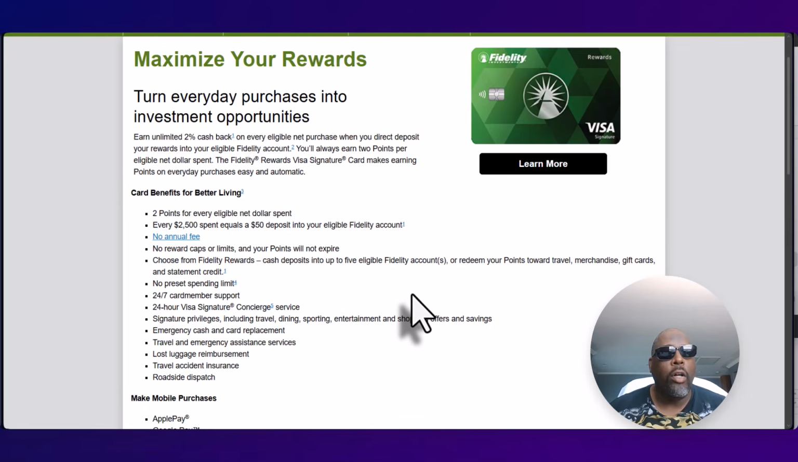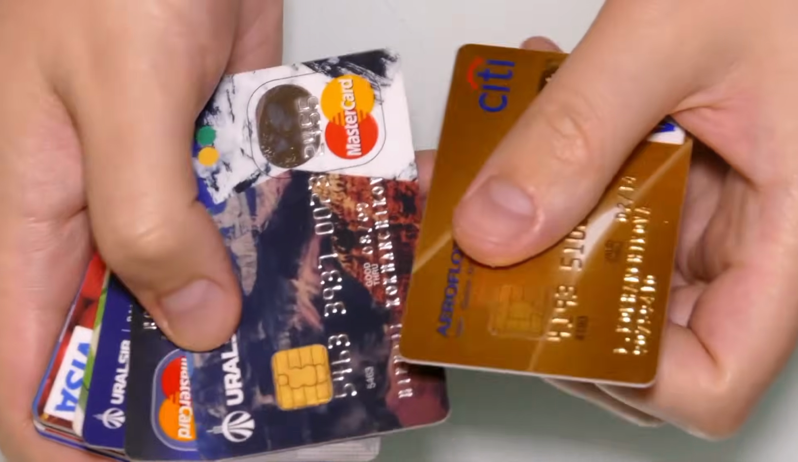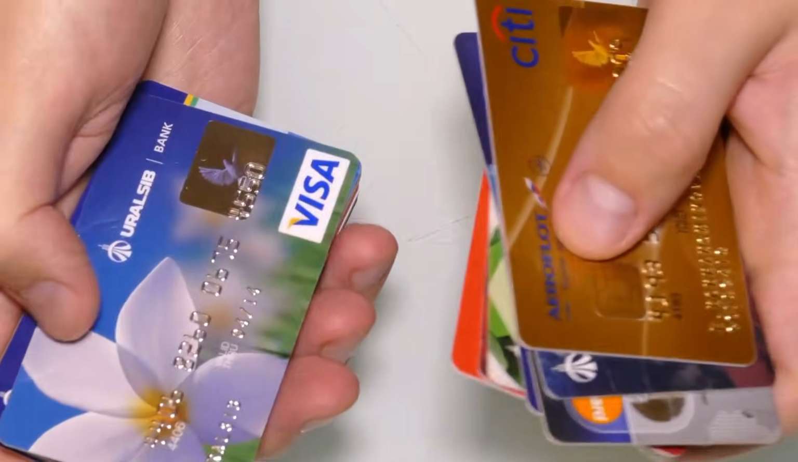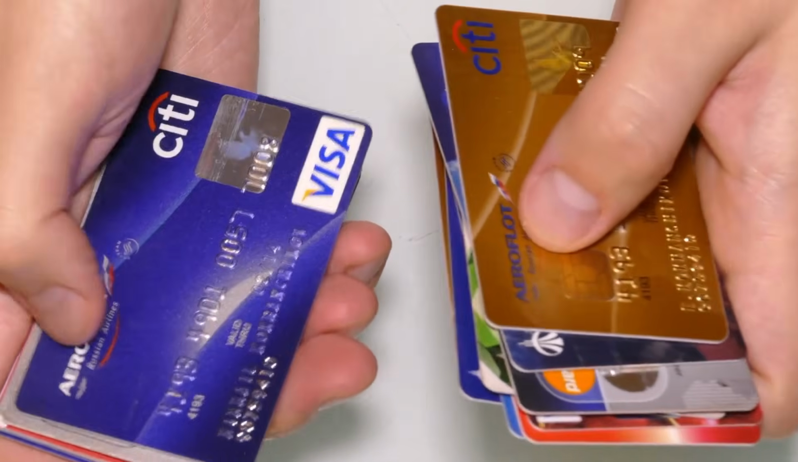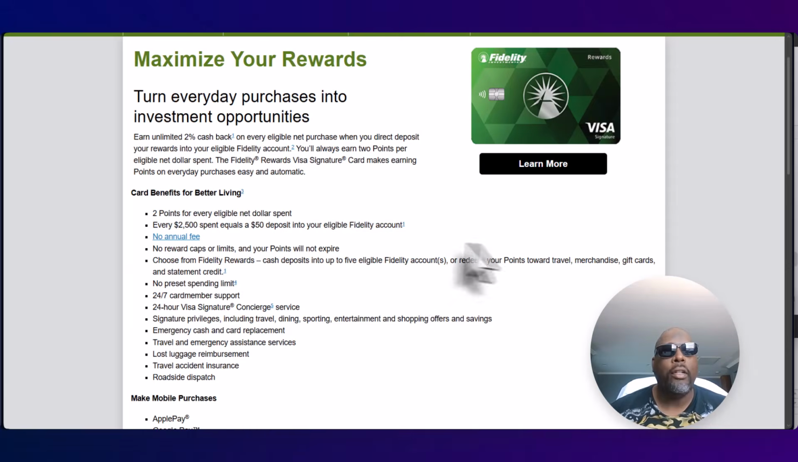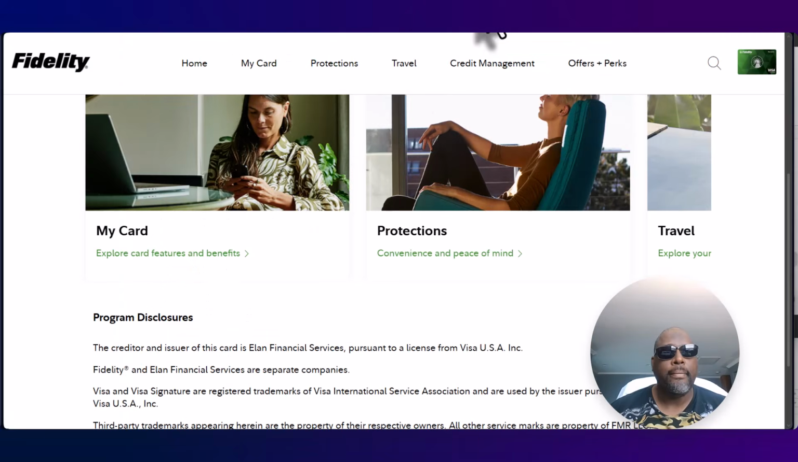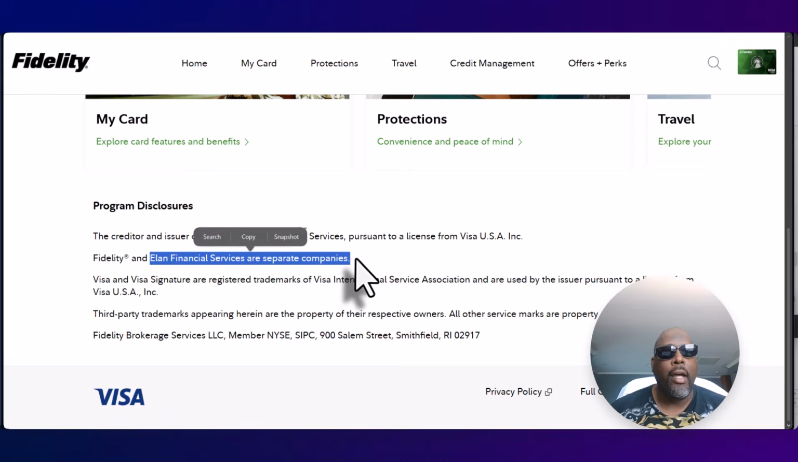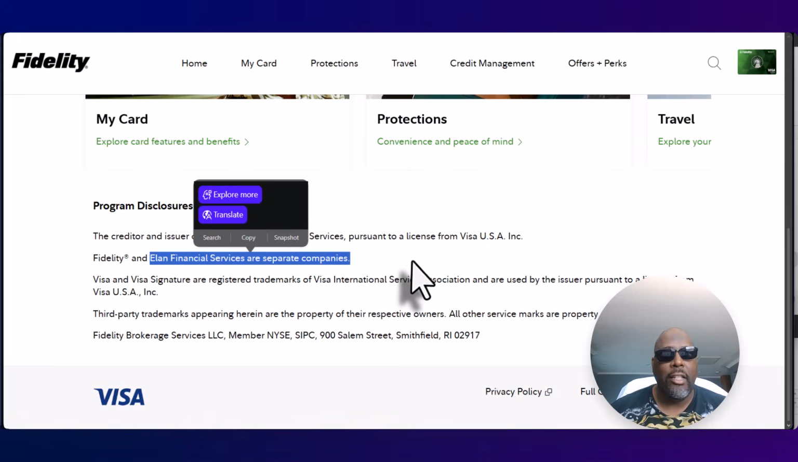Another reason they want this card is because as soon as you are approved for this card, you actually get access to it to start using it. And like I said, I'm going to show you the best way to liquidate this card because I know a lot of people want to know how to do that. Now, here's the thing about it. This card is distributed through Elan Financial. All right. Now, here's why a lot of people are having issues.